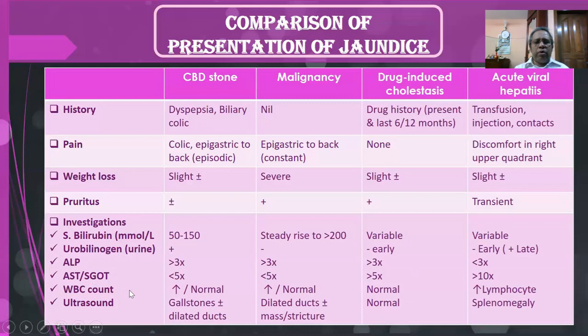About the WBC count, it is normal or increased, normal. But in case of viral, there is a lymphocytosis. And ultrasonography can dictate gallstones with dilated ducts. There are dilated ducts with plus minus mass or stricture. In viral there is a normal picture, and some splenomegaly may be present. So these are the differentiating points between medical jaundice and surgical jaundice, to evaluate the various points.